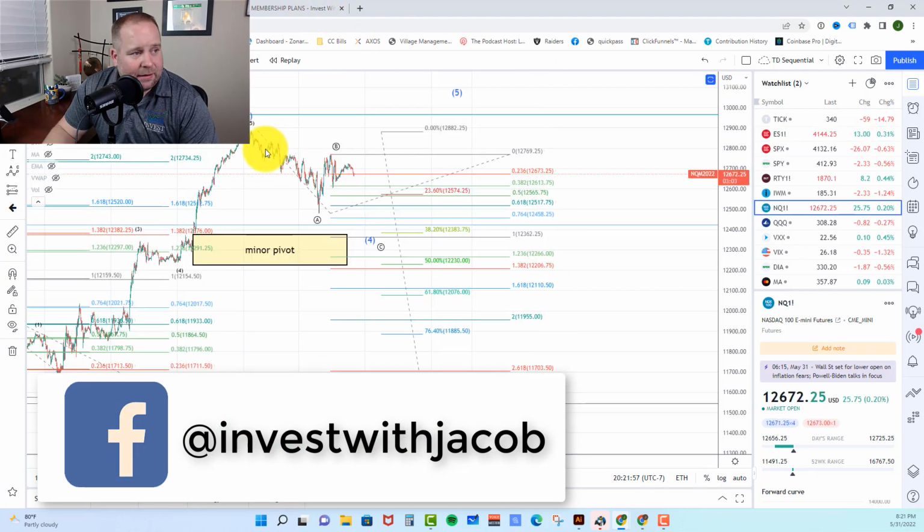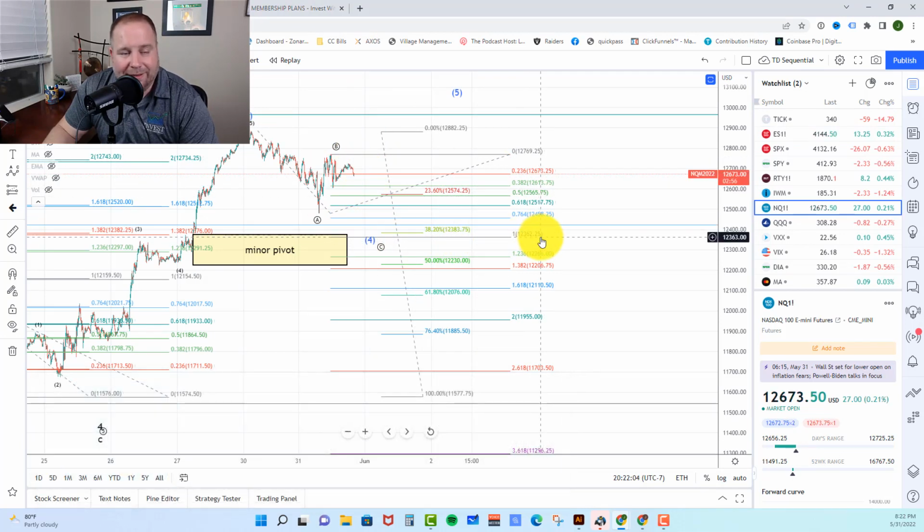Over on the NASDAQ, very similar setup. We're looking at a potential C wave down to the 12,362 region, which lines right up with the 382 at 12,383. So that is going to be our first level of support, but ultimately they need to hold that 12,230 level. A break at that 12,230 level, and it becomes much more likely we head lower to make a new low on the NASDAQ. However, if they can hold support and make a new high up around 13,100, then we have 5 up on the NASDAQ as well, and it looks very strong for the bulls.